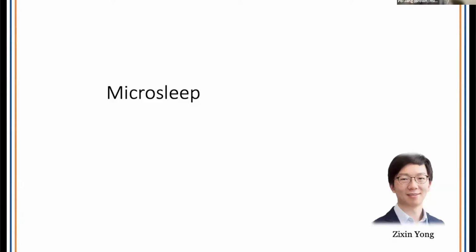Okay, so in my lab, we're interested in this thalamocortical connection and its relationship to consciousness. So we decided to look for other possible conscious phenomena so that we can study this thalamocortical connection. And the phenomenon we decided to study is something called microsleep.